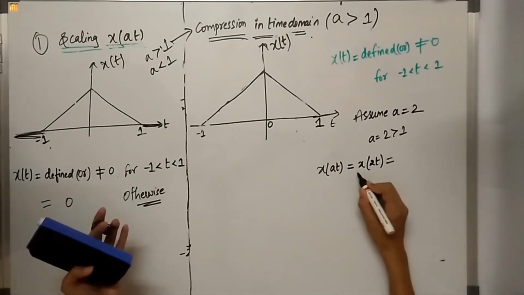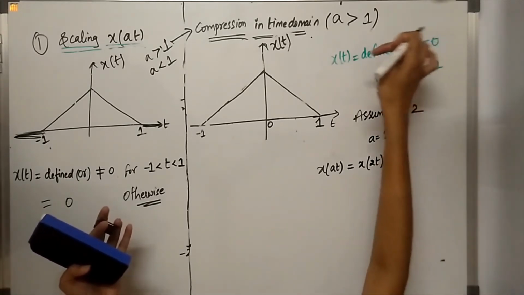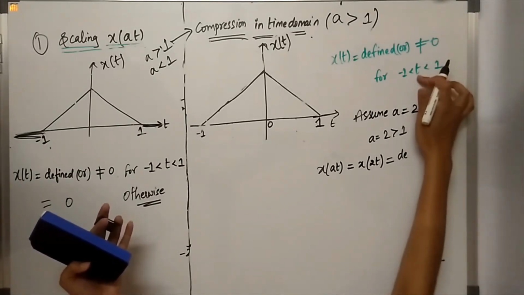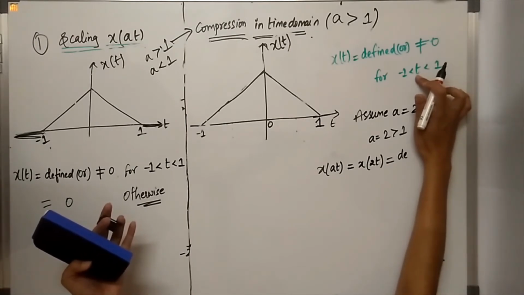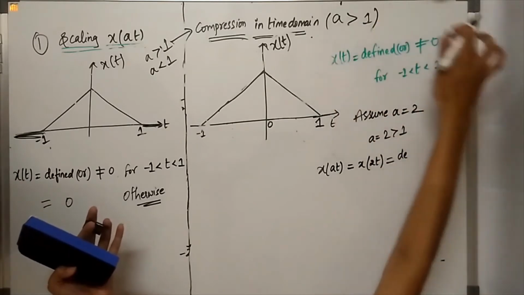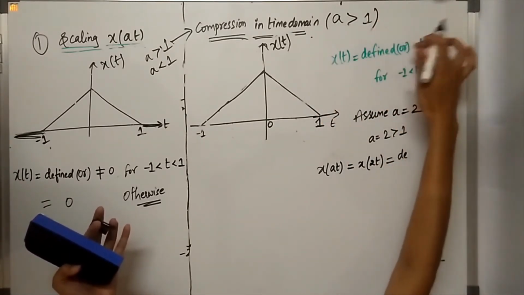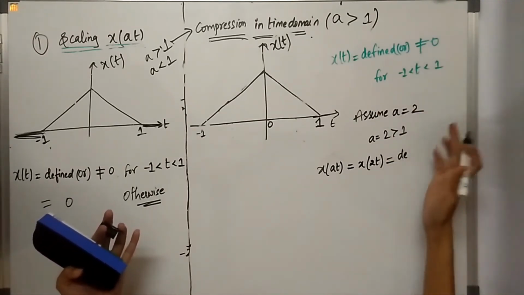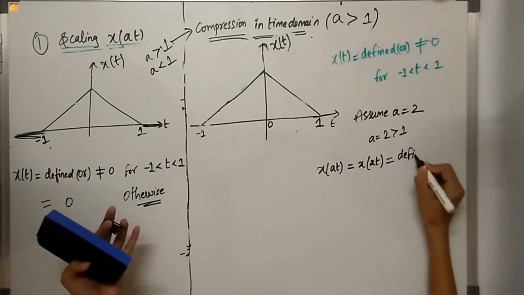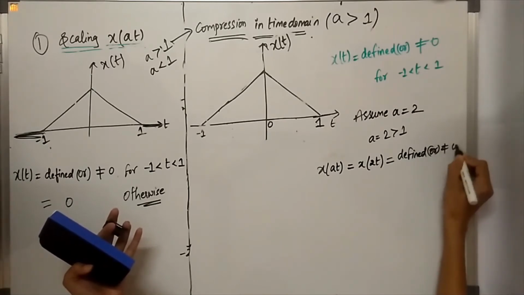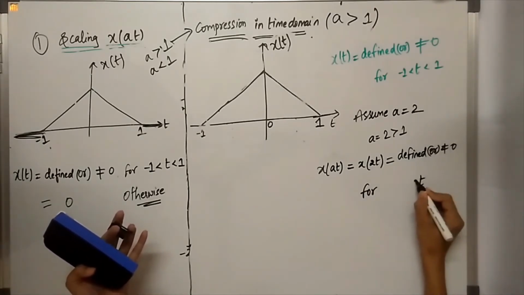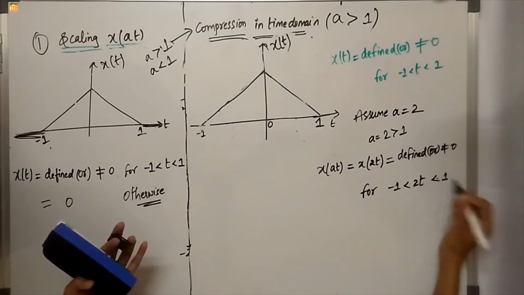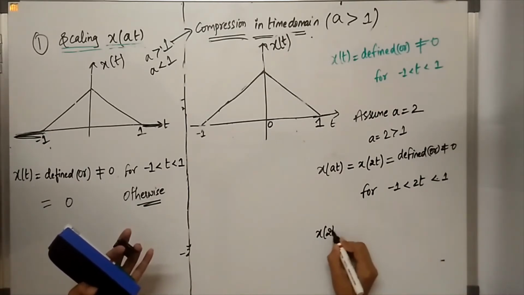That's it. So now I can write x of 2t as follows: wherever you find the independent variable t, just replace it by 2t. So I'll replace it in this expression: x of t is defined, or not equal to 0, for 2t greater than minus 1 and less than 1. That is the definition of x of 2t. I just replace the independent variable by 2t, greater than minus 1 and less than 1.